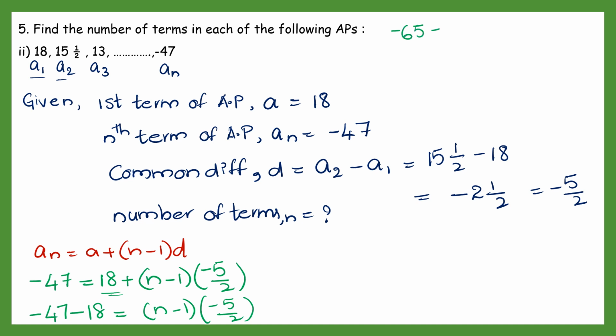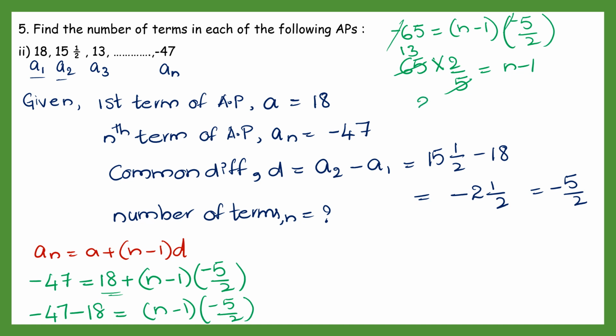Minus 65 is equal to (n minus 1) into minus 5 by 2. Minus is on both sides of the equation, so it gets cancelled. 65 equals (n minus 1) into 5 by 2. This 5 by 2, if it comes to the left side of the equation, will become 2 by 5. So 65 into 2 by 5 is equal to n minus 1. 5 ones are 5, 5 threes are 15, so 13 twos are 26. 26 is equal to n minus 1. The minus 1, if it comes to the left side of the equation, will become plus 1. 26 plus 1 is equal to n. That means n is equal to 27.